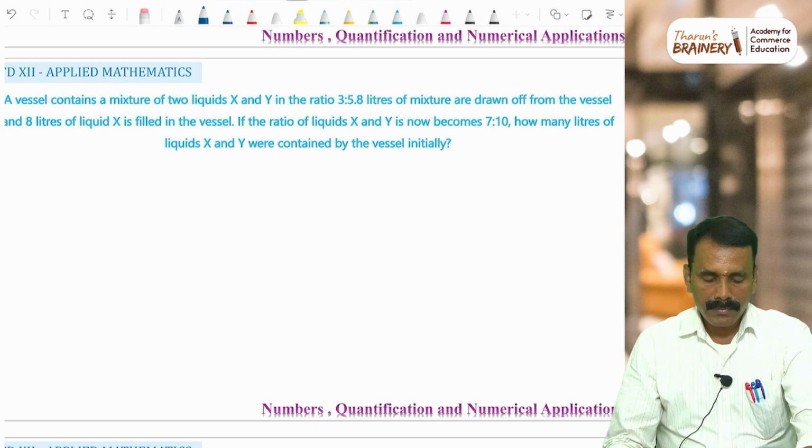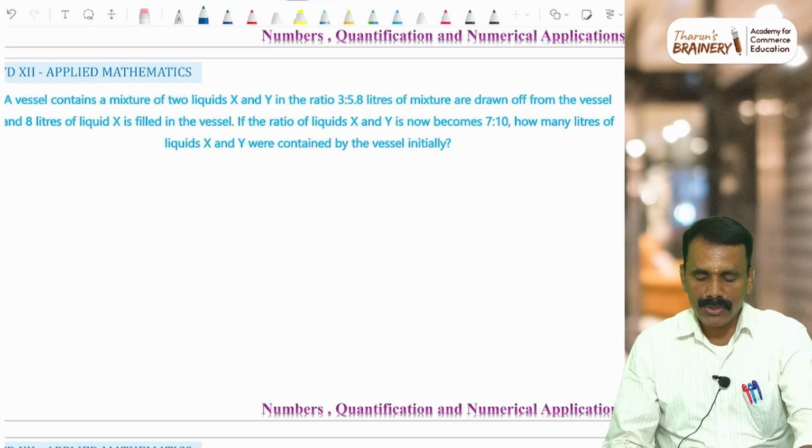In this problem, a vessel contains a mixture of two liquids X and Y in the ratio 3:5.